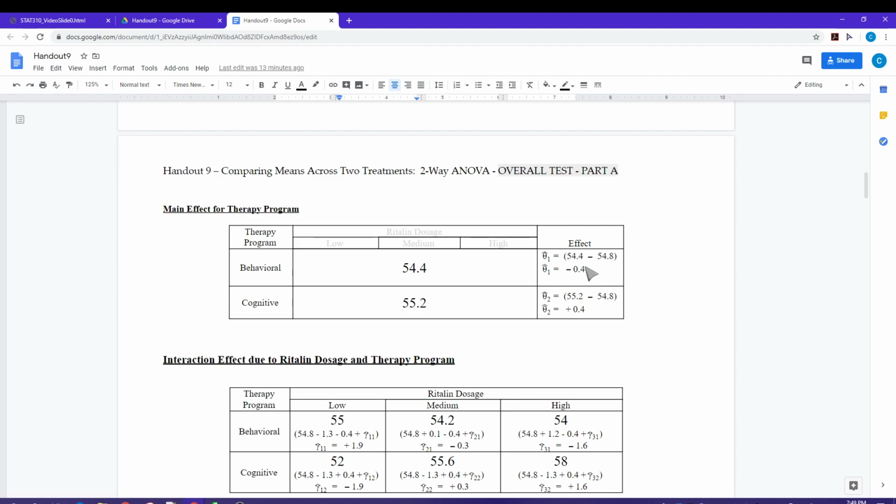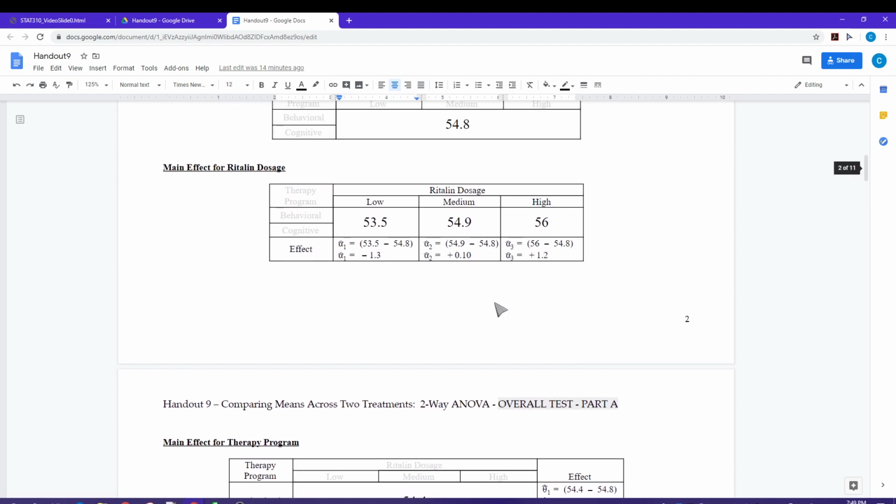We might notice that these effects, again, are going to sum to 0. We still have that sum to 0 constraint that we talked about in Handout 8. Likewise here, these effects actually will sum to 0.